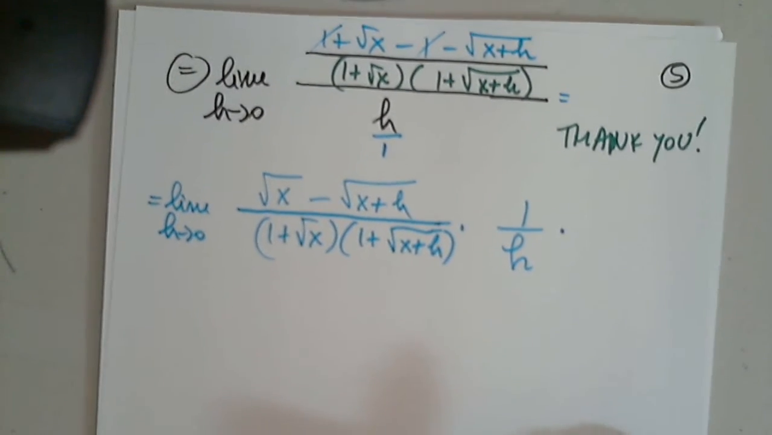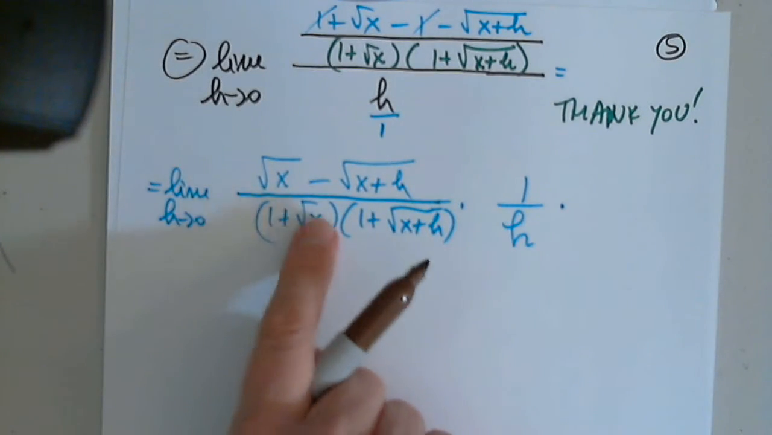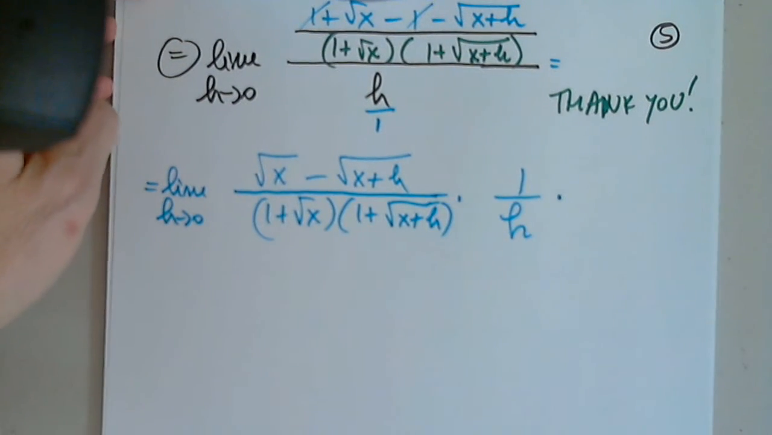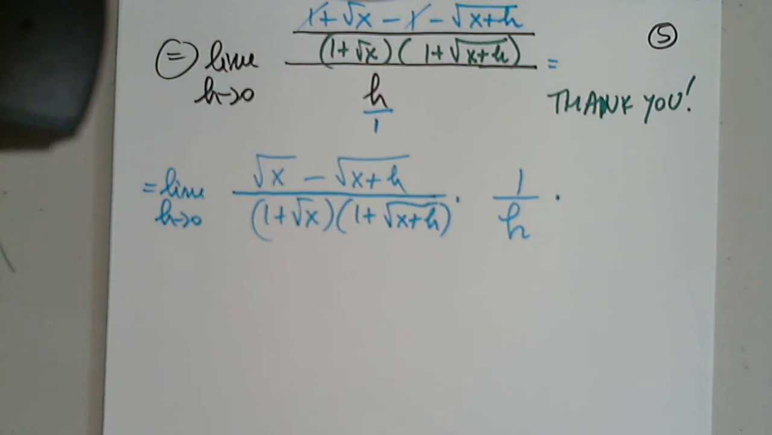is not a problem. So the denominator, when h approaches 0, this exists and this exists. Not the denominator is the problem, but this is what we just did a minute ago.